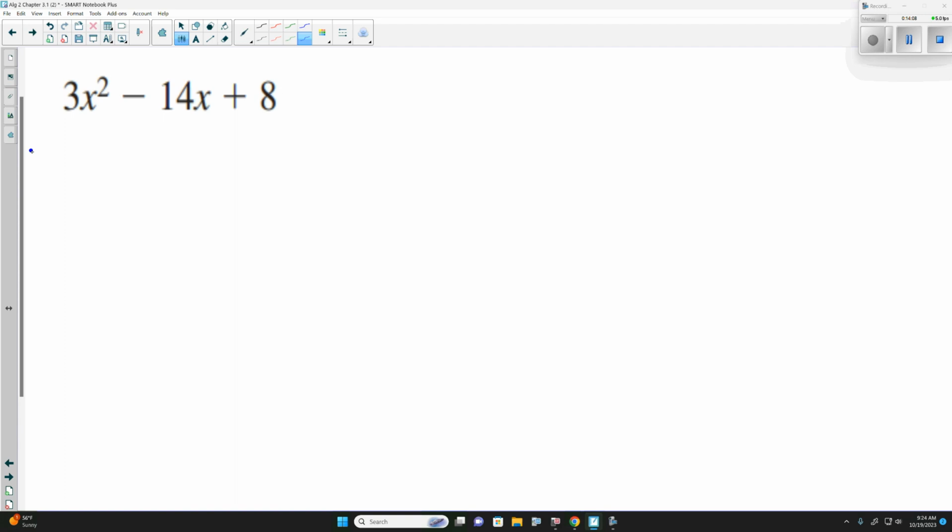3x squared minus 14x plus 8. Is there a greatest common factor? No. Two sets of parentheses with 3x spaces. Find the signs.